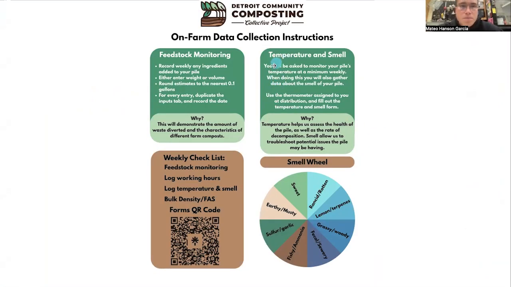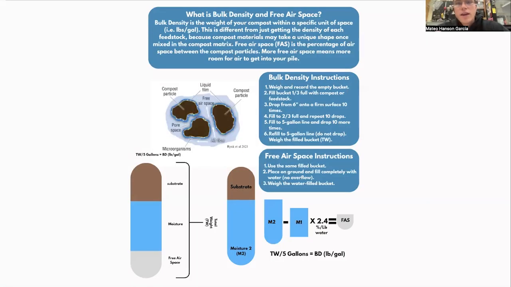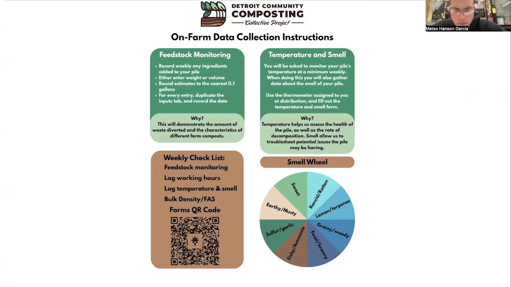And so first, I'm going to point you guys to the sheet that every farm should have gotten with the QR code, as well as a checklist and some general tips for monitoring your feedstocks, monitoring your temperature and smell, the smell wheel, as well as information on bulk density and free airspace. First, we'll go to feedstock monitoring.